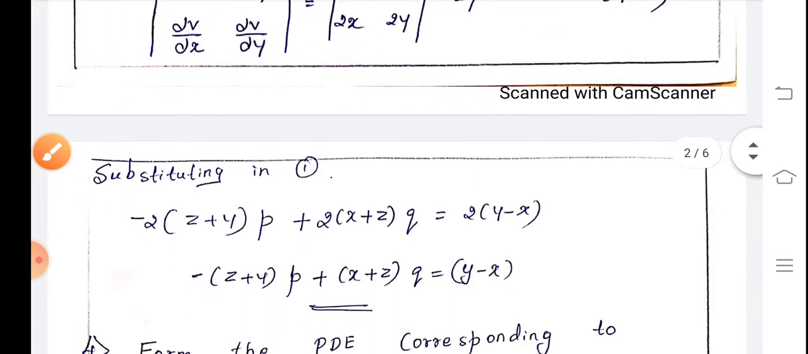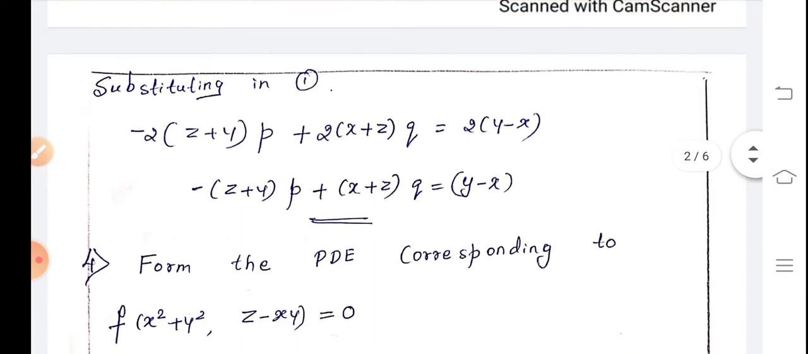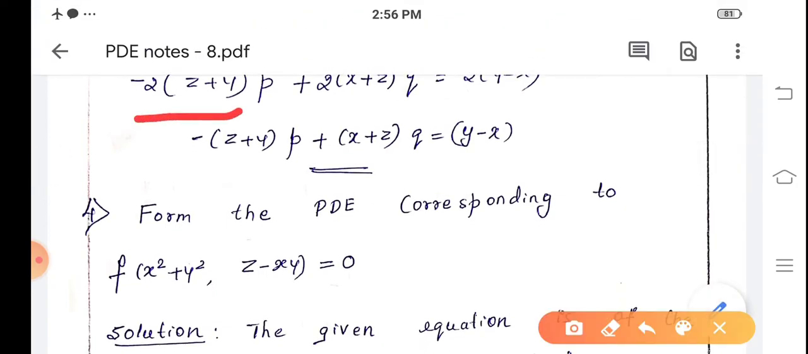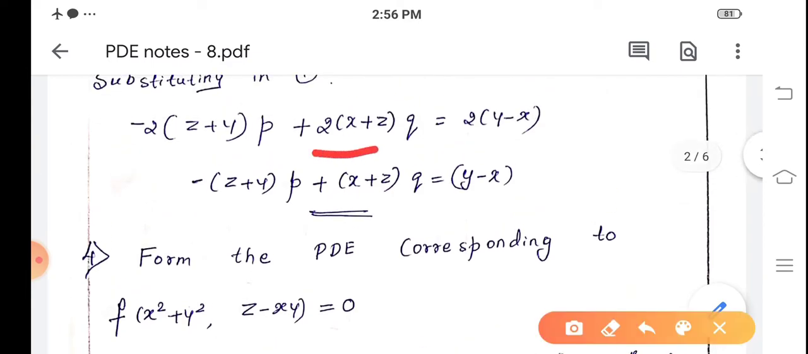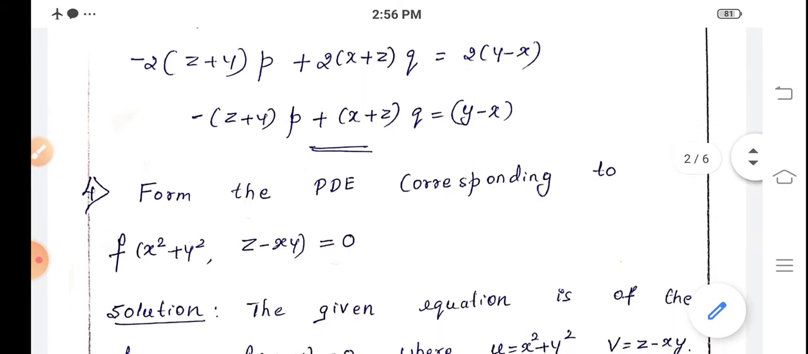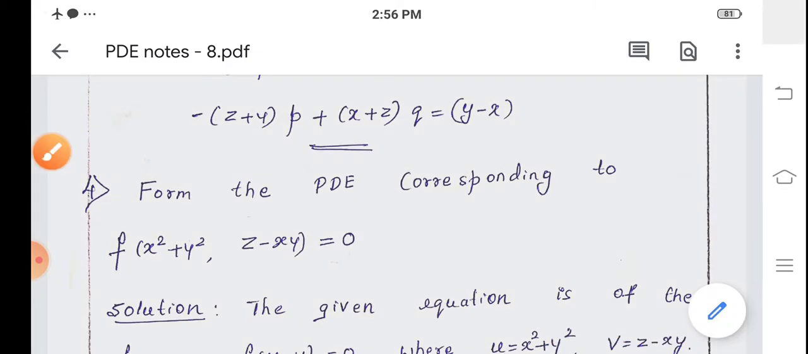Now we are substituting these values in equation 1, that is in equation Pp plus Qq equal to R. So we are getting P into p, but P value is minus 2 into z plus y, into p. Next, plus Q, that is 2 into x plus z, into q equal to R. R is 2 into y minus x. Here 2 is a common term on both sides, so we can divide by 2. Now we are getting the partial differential equation as minus of z plus y into p plus x plus z into q equal to y minus x.